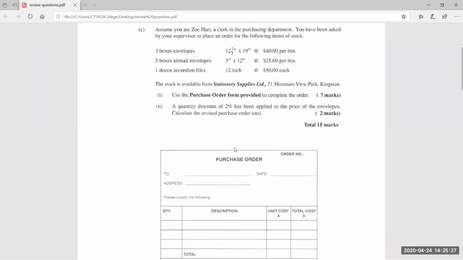All right, guys, so what information goes here? Who is this purchase order being made out to? Tell me, look at the question. Who is the purchase order being made out to?